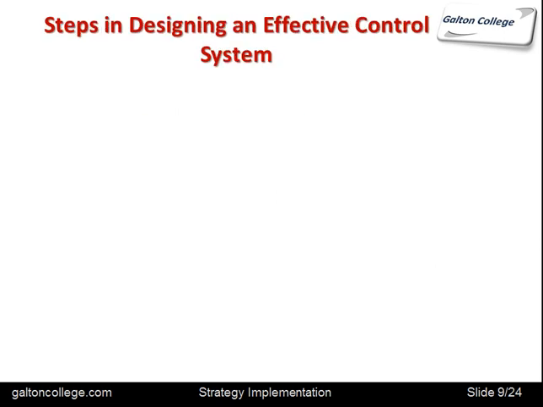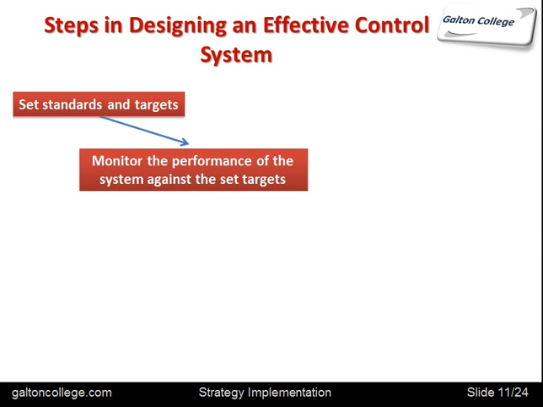Now, the steps in designing an effective control system. Well, first of all, set standards and targets. If there are no set standards and targets, there can't be a control system, because no one knows what's being controlled, or what is good or what is bad, what's acceptable or what's not acceptable. So some standards and targets must be set.